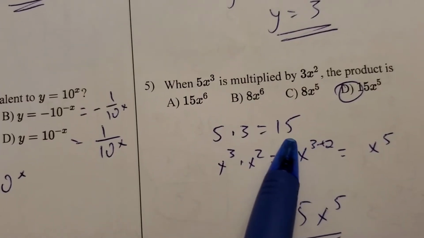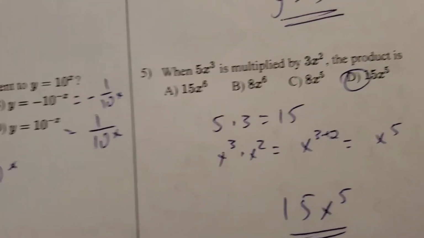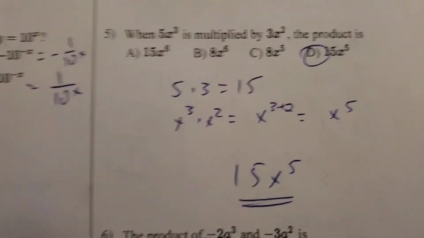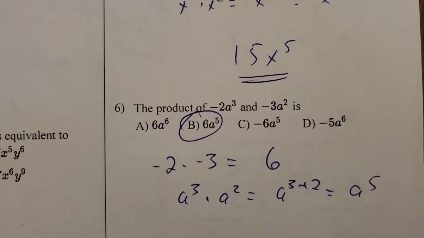X cubed times x squared is the product rule. Keep the base, add the exponents. 3 plus 2 is 5, so we get 15x to the 5th power. Same thing with number 6.